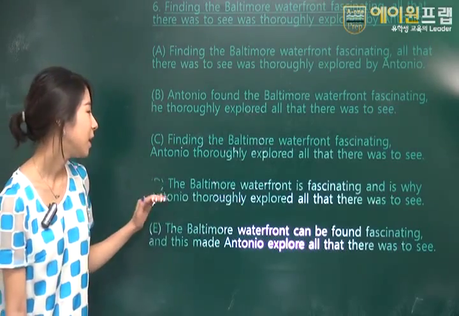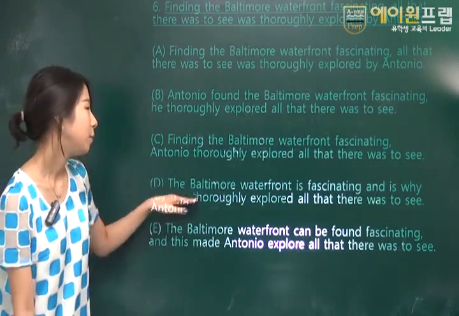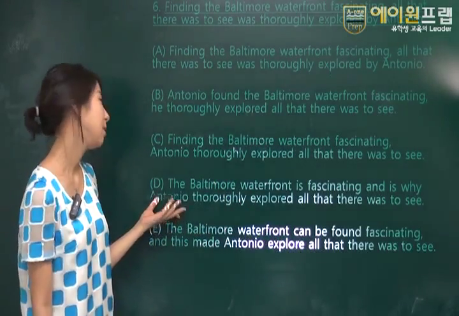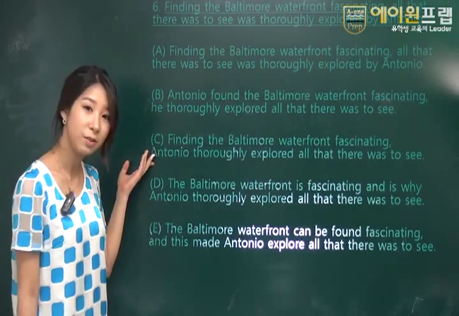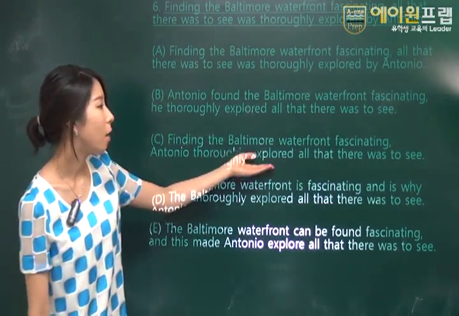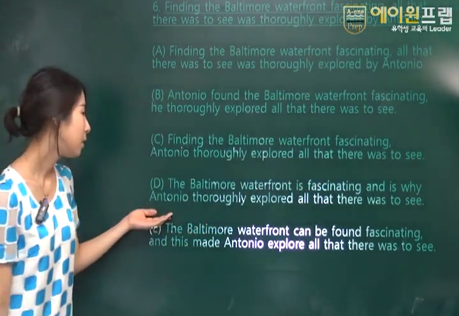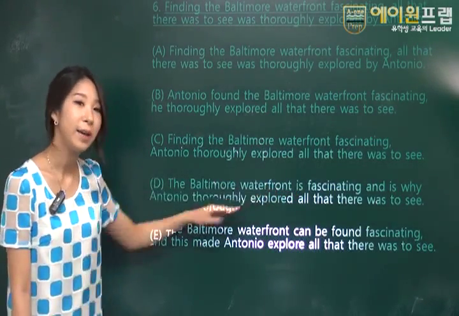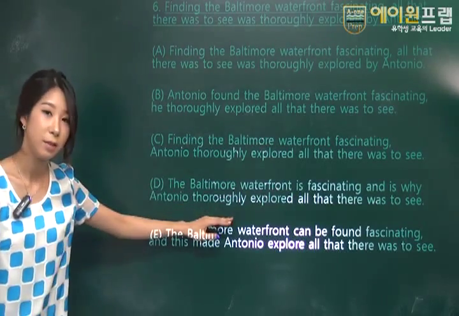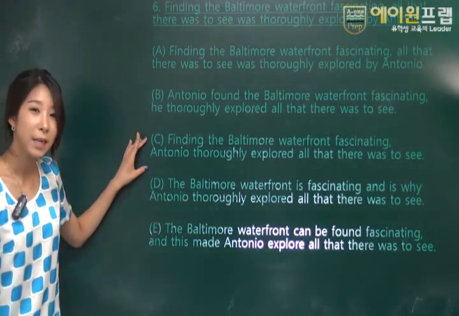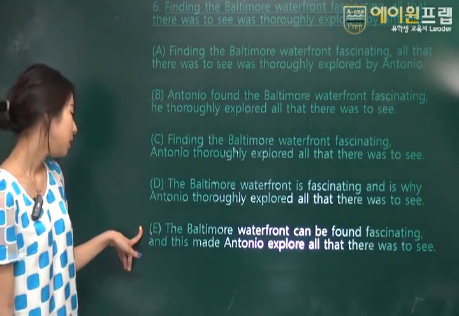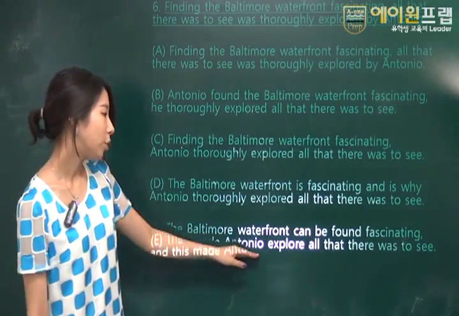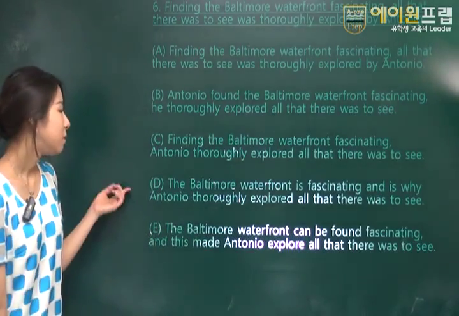So in this case, again, they put too much emphasis on the Baltimore waterfront. We have to give more power to Antonio, right? Like in option C, "Antonio thoroughly explored all that there was to see." Here, this Baltimore waterfront has too much power. This is why he explored all that there was to see. So this one's better, it's more clear, it's succinct, right? And E: "The Baltimore waterfront can be found fascinating, and this made Antonio explore all that there was to see."